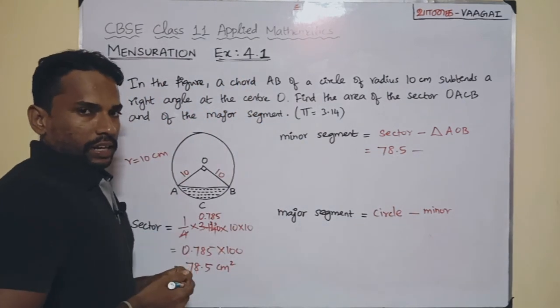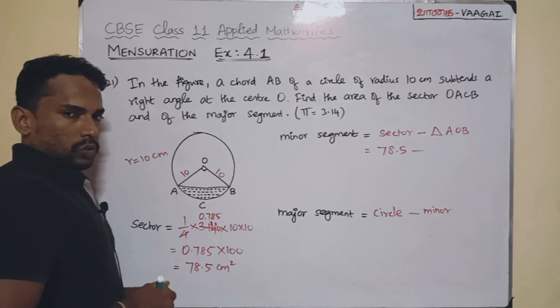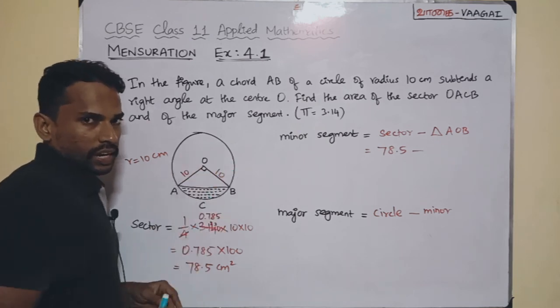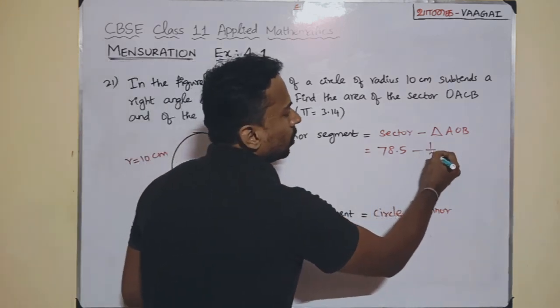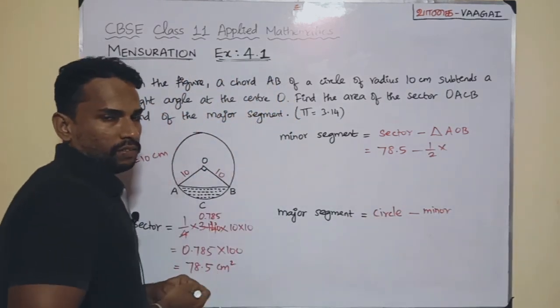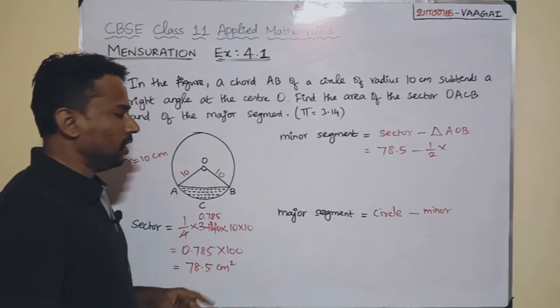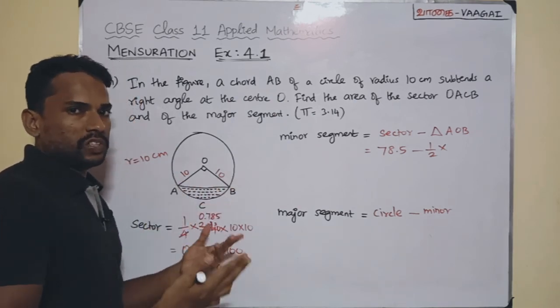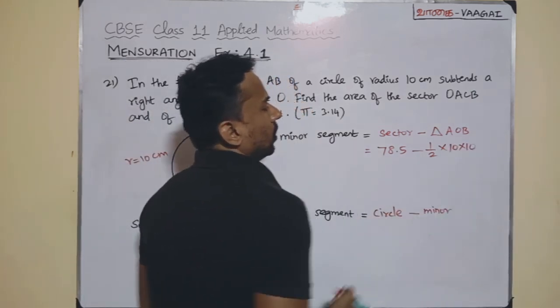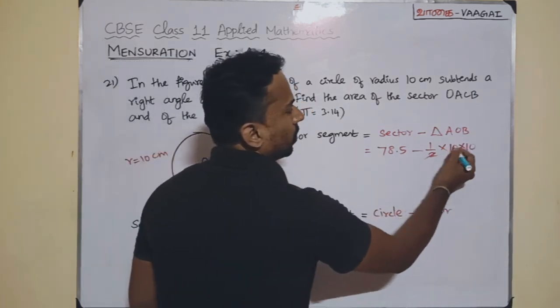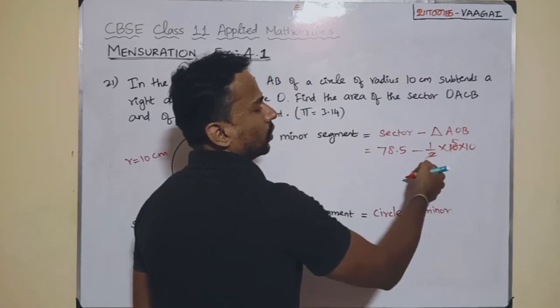What about the area of the triangle now? So the area of the triangle, of course, this is going to be a right angle triangle, a right angled isosceles triangle. So we can simply do half into base and height. Whenever we have a right angled isosceles triangle, the equal sides themselves we can take to be base and height. So half into 10 into 10. That's it. Now once I do this, I will be getting 5 times 10, which is 50.